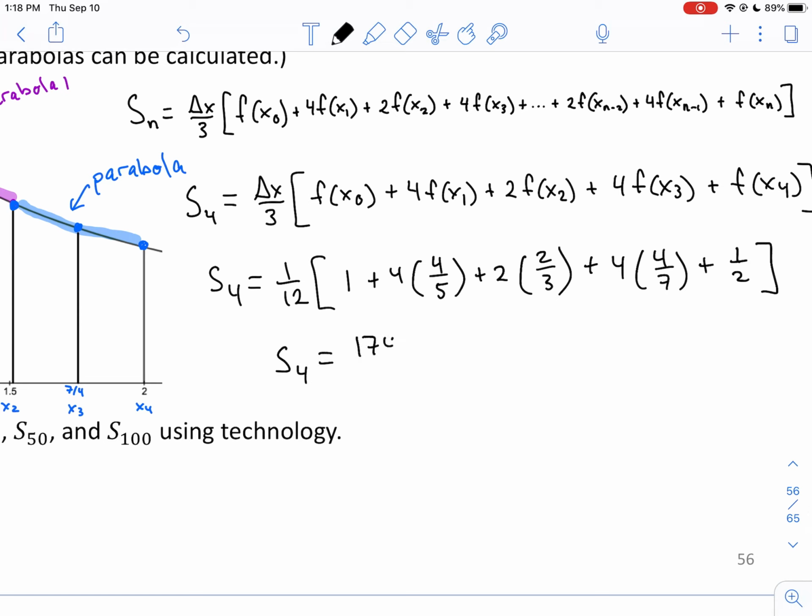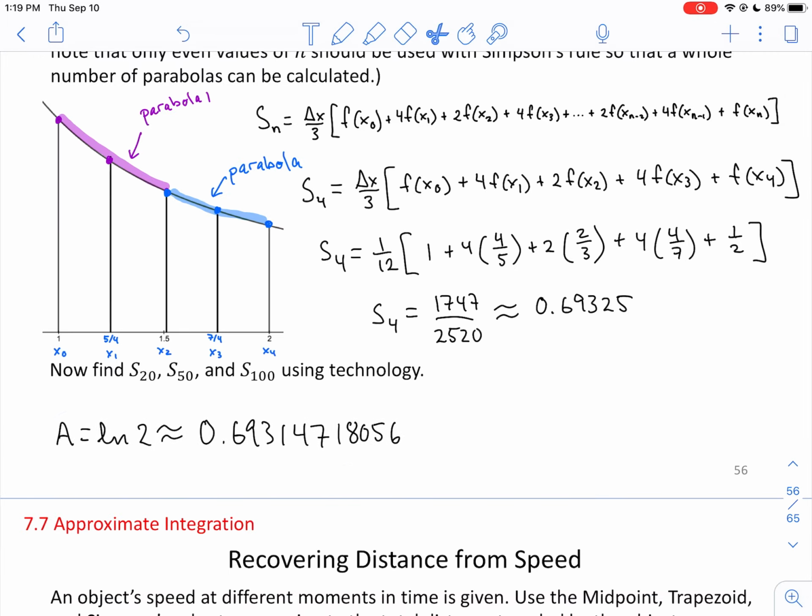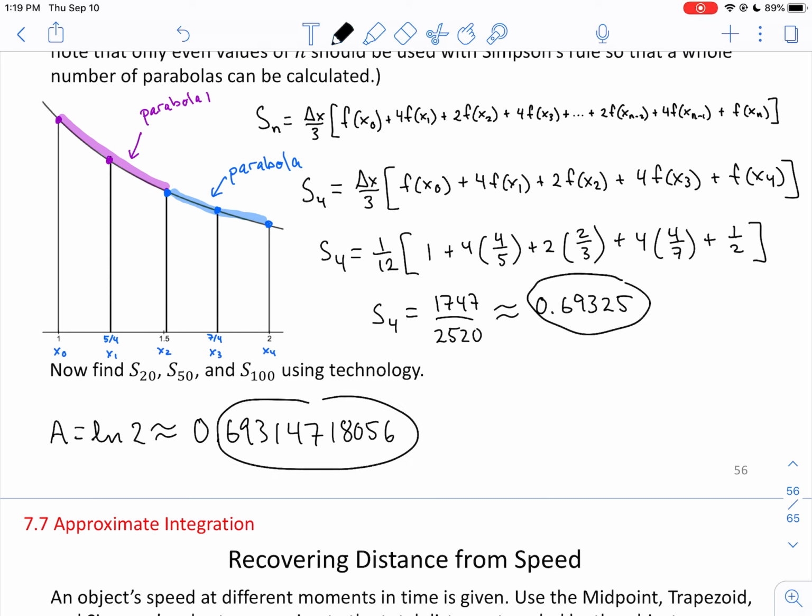All right, and then when you reach for the calculator and turn this all into just one big fraction, you get 1,747 divided by 2,520, which is approximately equal to 0.69325. Okay, so there's our exact answer again. Notice how, of all the methods, this one got us closest to the answer with the least amount of work.